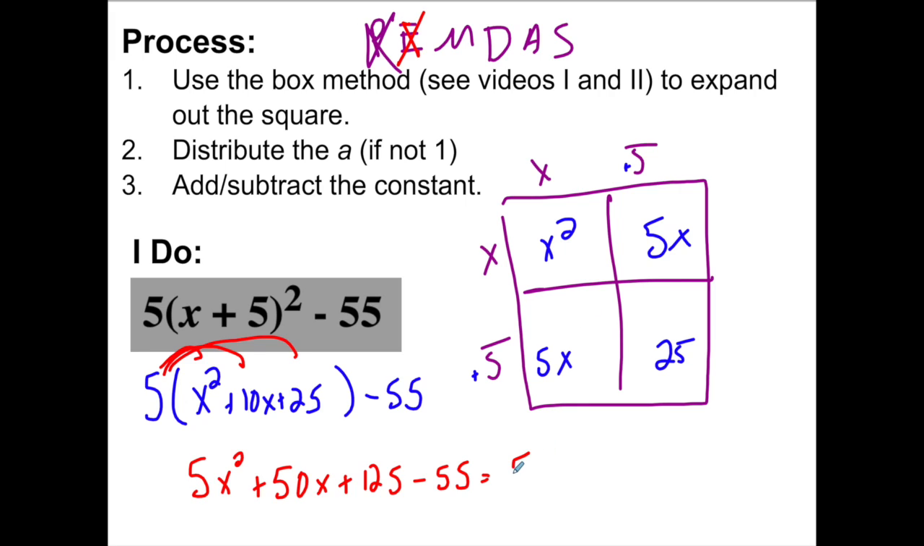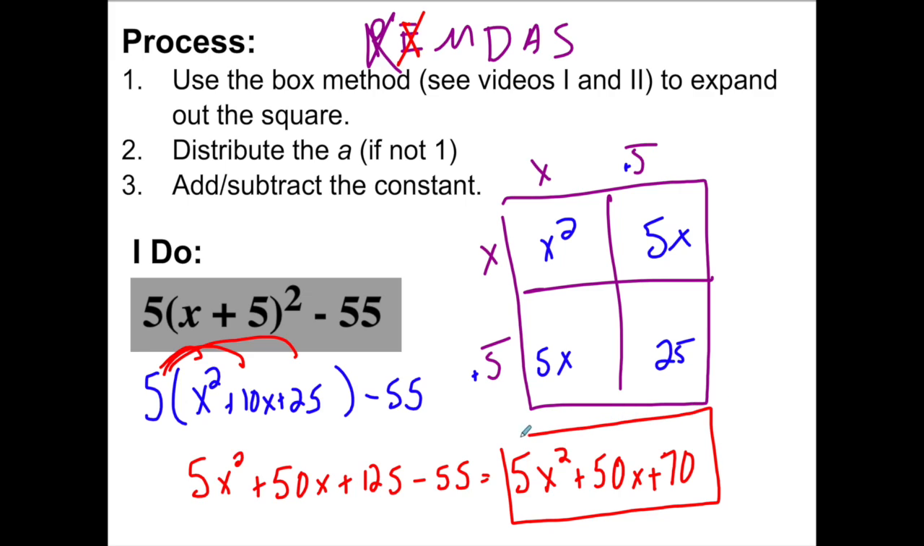And I have 5x squared plus 50x plus 70. Okay, because we do the exponents. Rewriting like this is doing the exponent, then multiplication by 5, the distribution, and then finally subtraction. So we go with PEMDAS.